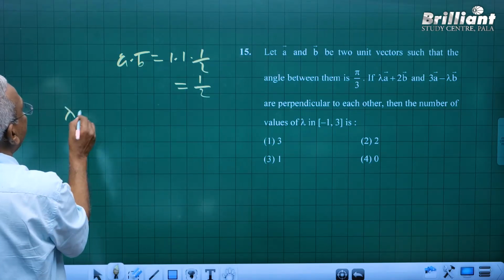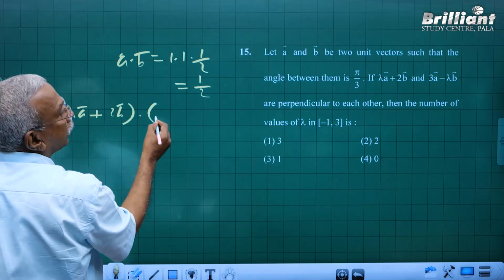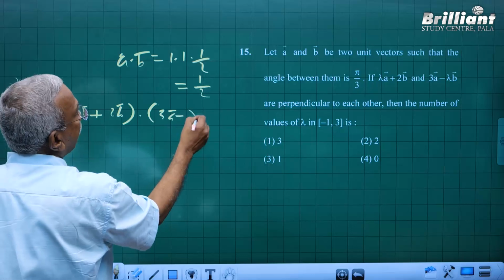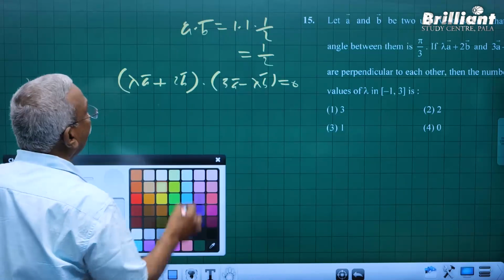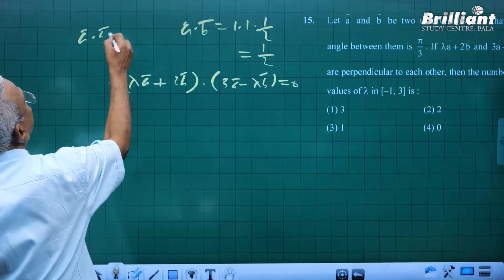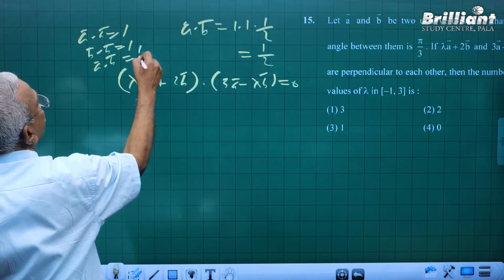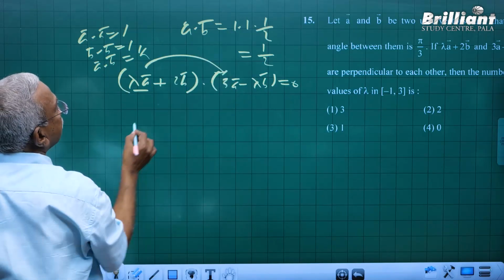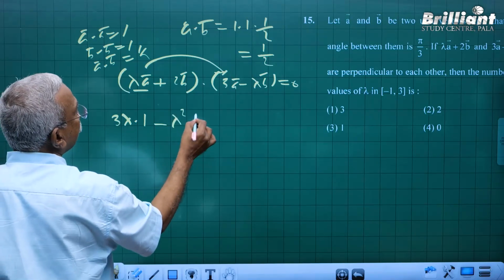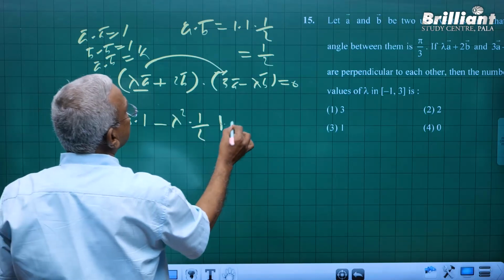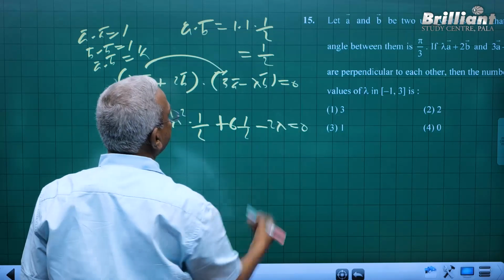And lambda a bar plus 2 b bar dot 3 a bar minus lambda b bar is 0. You know, a bar dot a bar is 1 for a unit vector, b bar dot b bar is equal to 1, and a bar dot b bar is 1 by 2. So, open this one here, you can see it is 3 lambda minus lambda square into 1 by 2, plus 6 into 1 by 2 minus 2 lambda is equal to 0. This is the condition.